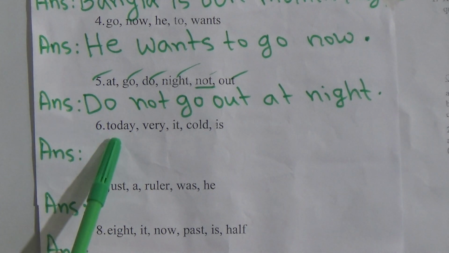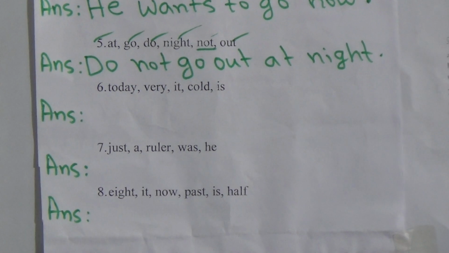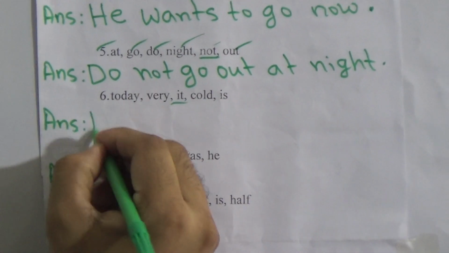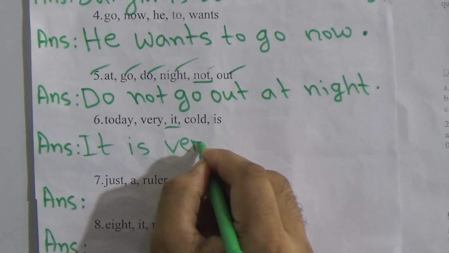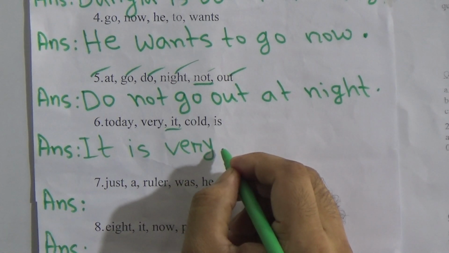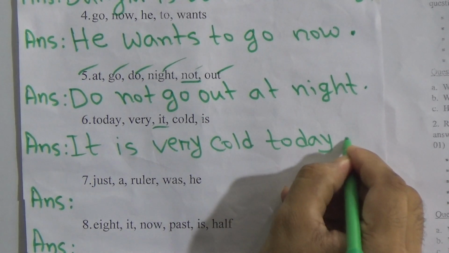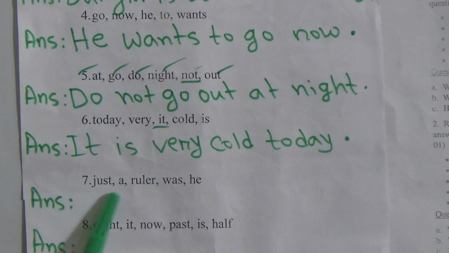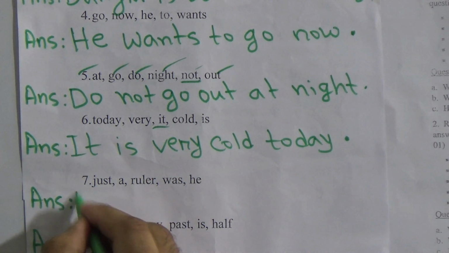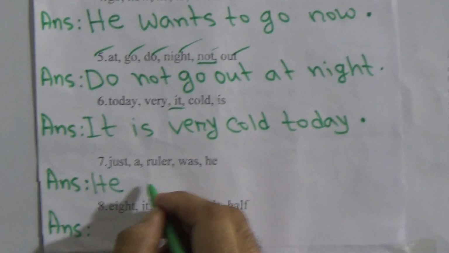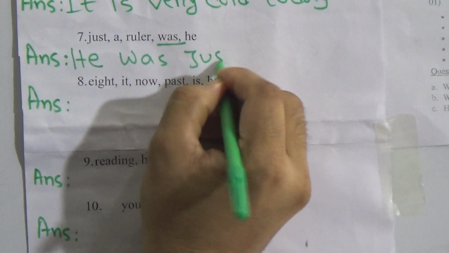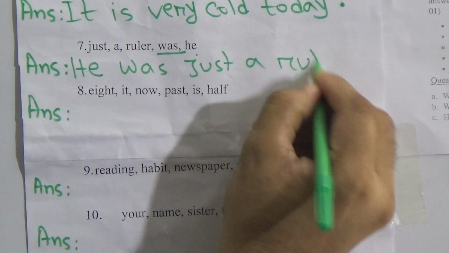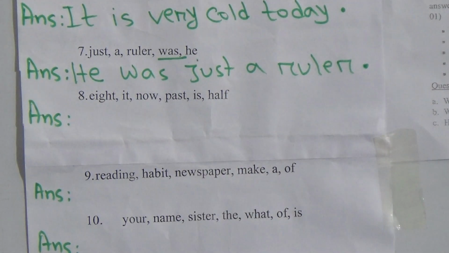Next, number 6: today, very, it, cold, is. It's our assertive sentence. Write the subject first, it. Then write the verb, is. It's very. What? Cold. Very cold when? Today. Give a full stop. Number 7: just, a, ruler, was, he. Assertive sentence, so write the subject first. He, then the verb. He was what? He was just a ruler. Give a full stop.